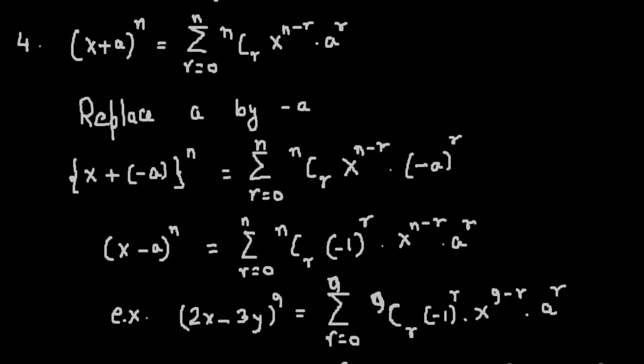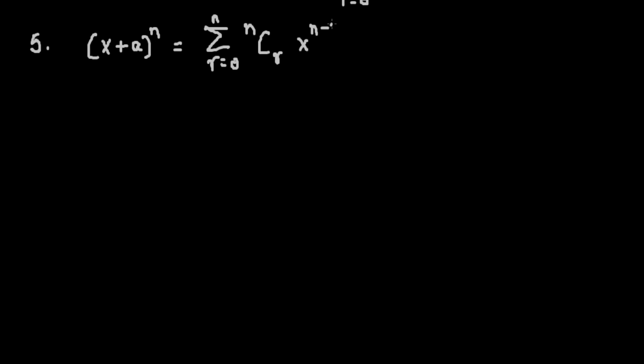Now conclusion number 5. Again I'm rewriting it: (x plus a) raised to the power n equals the sum r goes from 0 to n of nCr x raised to the power of n minus r times a raised to the power of r. Now what we're going to do is substitute x with 1 and a with x. This is simply a substitution.